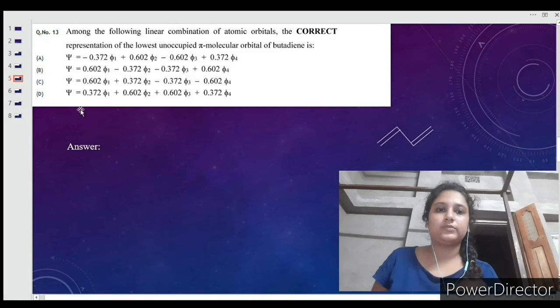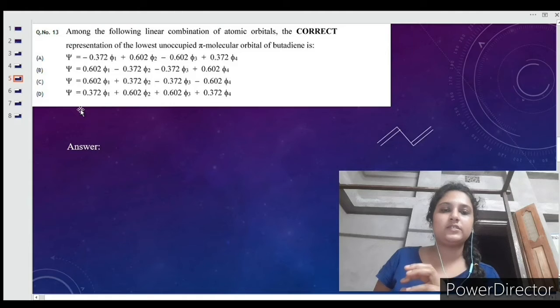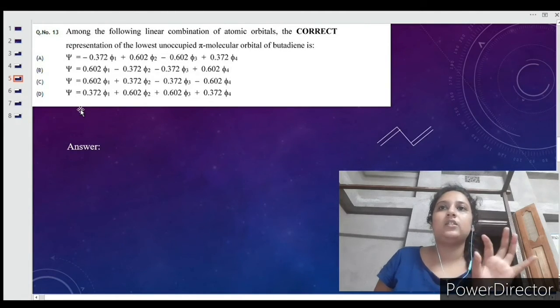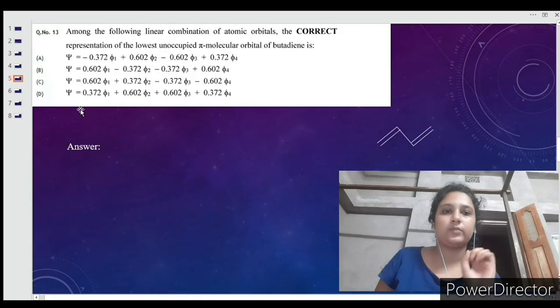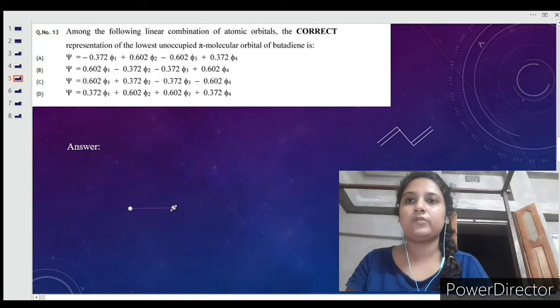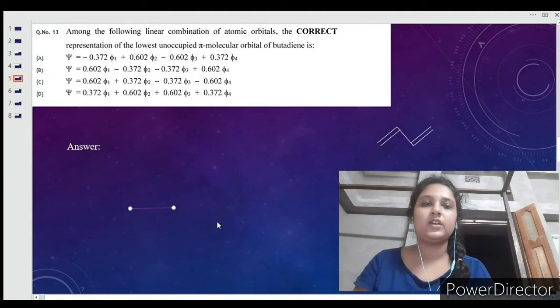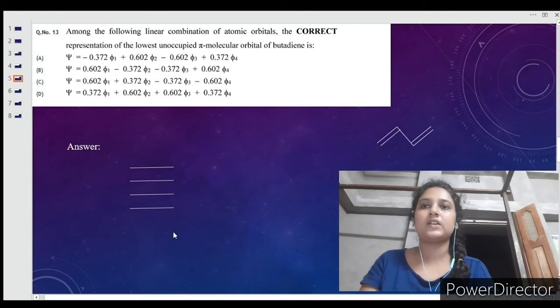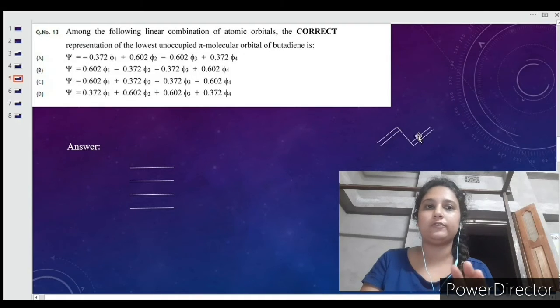Now in the case of HOMO and LUMO, HOMO means the highest occupied molecular orbital, and LUMO is the lowest unoccupied pi molecular orbital. Okay. So there are 4 molecular orbitals which are arranged in terms of their energy. These are psi 1, psi 2, psi 3 and psi 4. Now these psi 1, psi 2, psi 3 and psi 4 are combinations of phi 1, phi 2, phi 3 and phi 4.